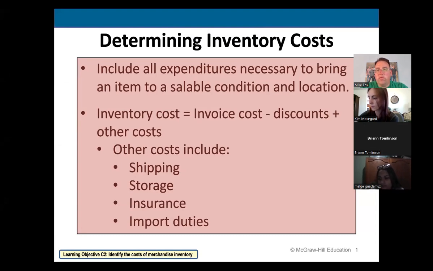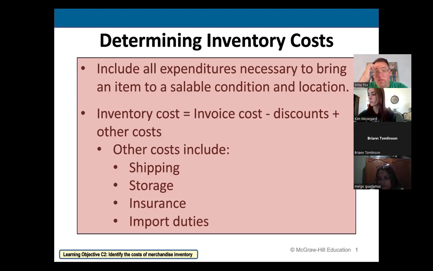And so not only would you be recording what you actually paid the supplier for the inventory, but you might also include what you paid for any shipping, storage, insurance, or the cost of importing it through the ports. All of those costs would be added to what you paid for it and would be part of the cost of your inventory. And any discounts you got on it would be subtracted from that.